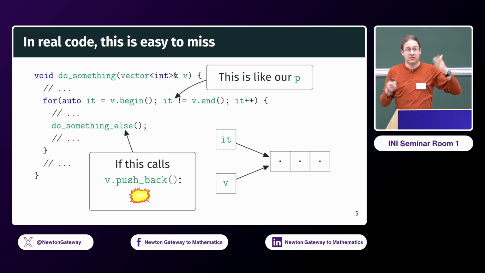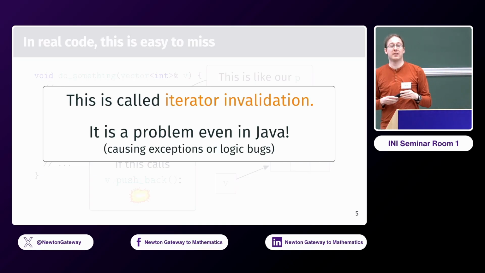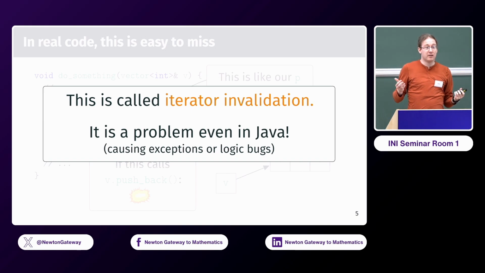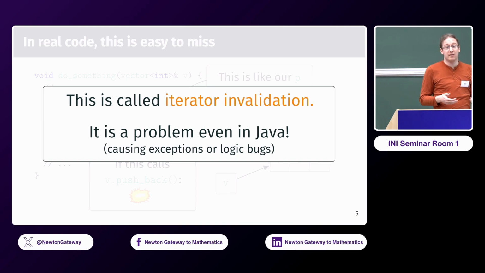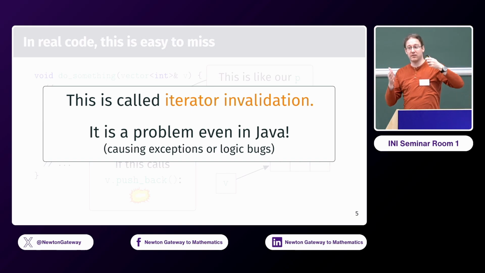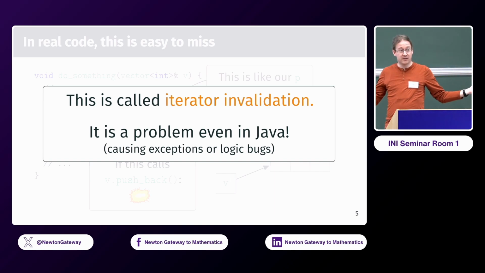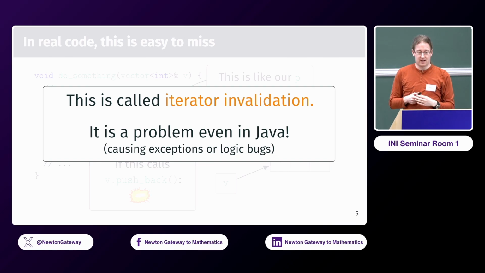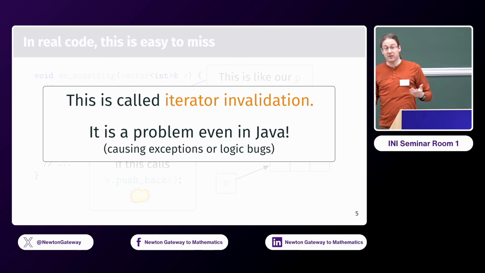This is in fact a problem that's common enough to have a name. It's called iterator invalidation, and it doesn't just plague languages like C++, it plagues even safe languages like Java, where of course it doesn't cause arbitrary crashes, but it can still cause exceptions or logic bugs. So it's still an actual problem, which Rust fundamentally prevents via its safety mechanisms. So how does Rust do this?